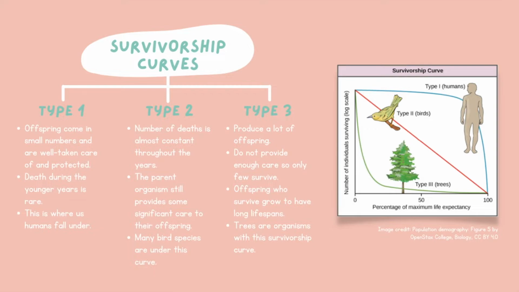For type 2, it is observed as a diagonal line that goes downwards. This type of survivorship curve is observed in birds where the number of deaths is almost constant throughout the years. Also, the parent organism still provides some significant care to their offspring.